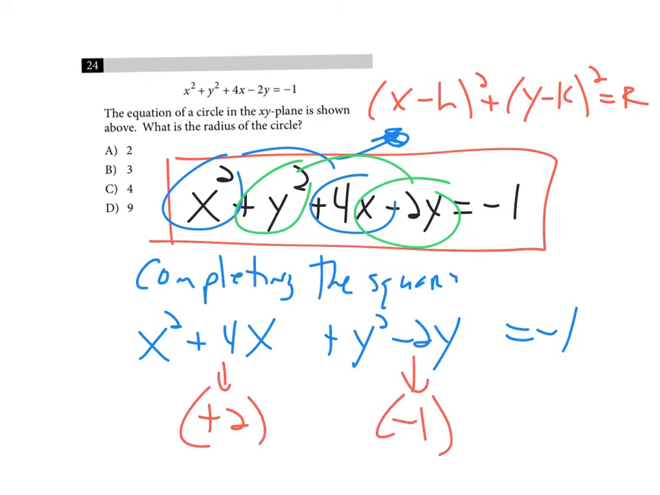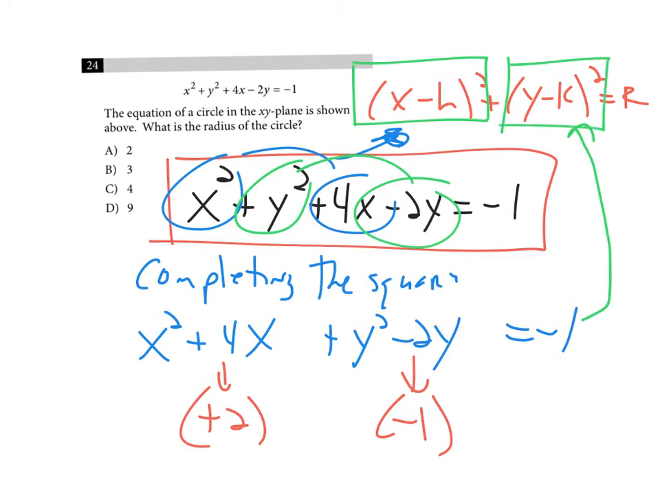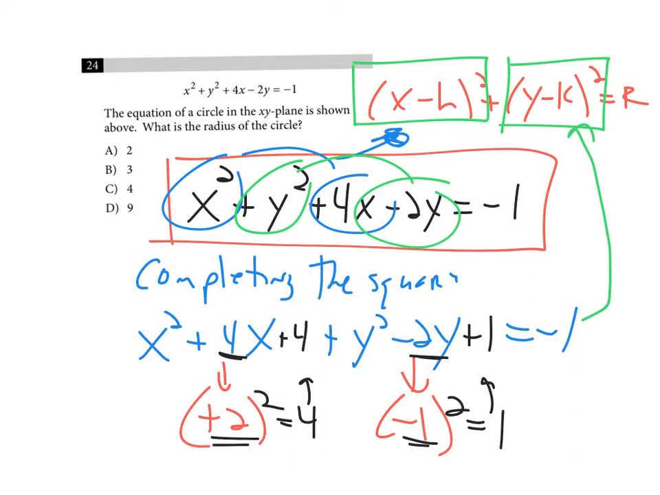Now, why am I doing this? I'm trying to turn this into this equation. How do I get the x minus h and the y minus k squared? You complete the square. So you cut the coefficients of the variables in half and square those. So 2 squared is 4, and negative 1 squared is 1. So I'm going to add 4 and 1 to the left-hand side of the equation. But in order to keep the equation balanced, I'm going to have to add 4 and 1 to the right-hand side.